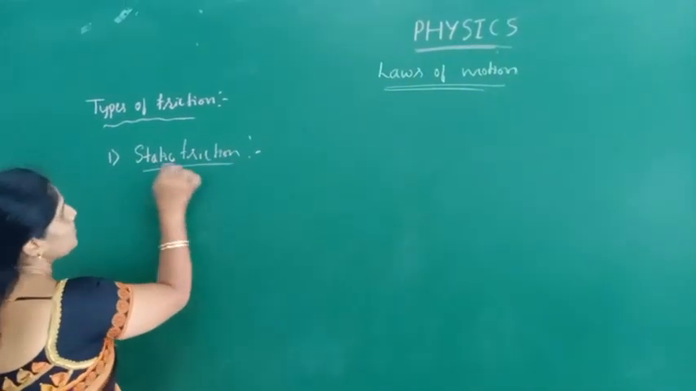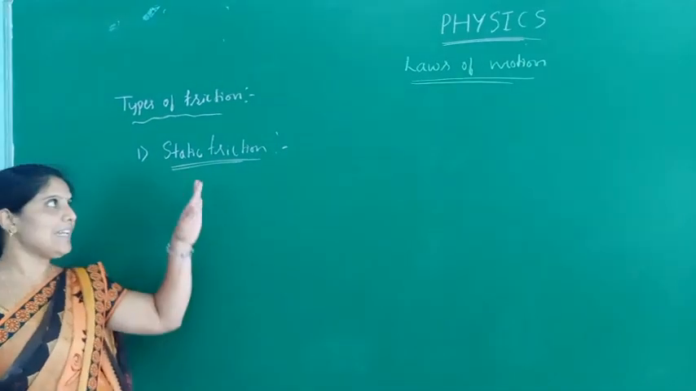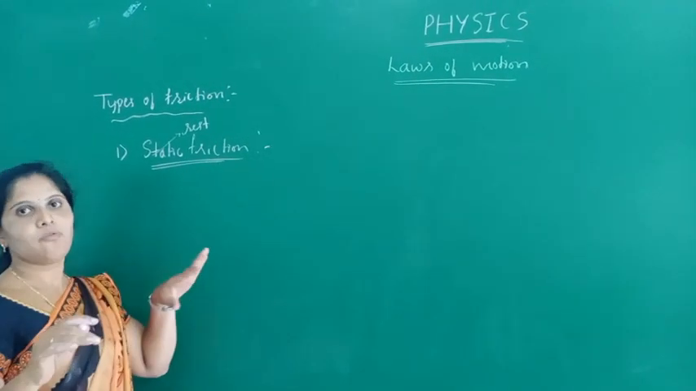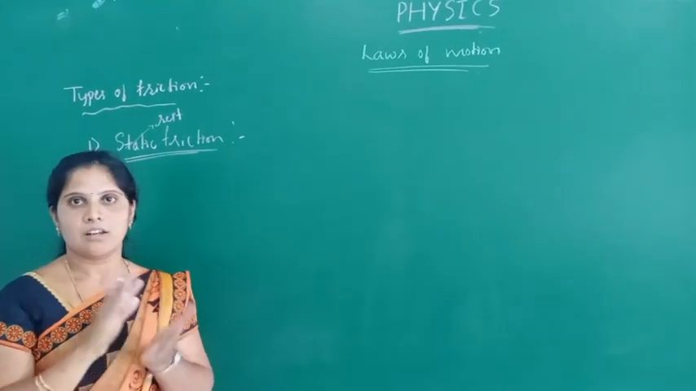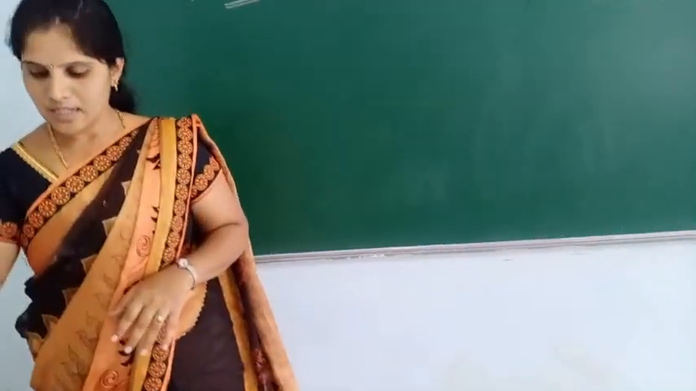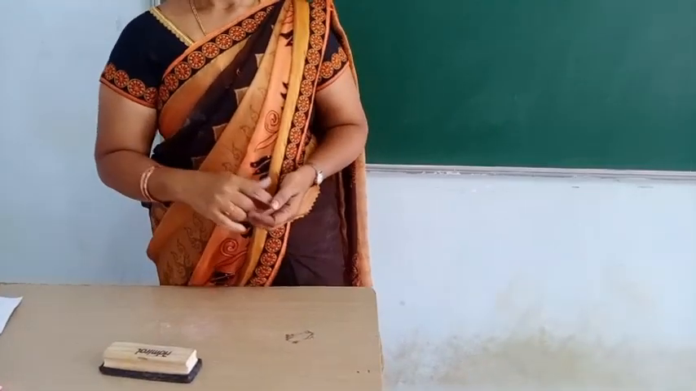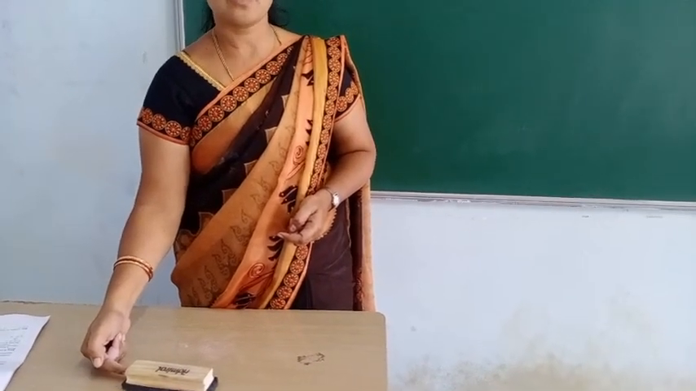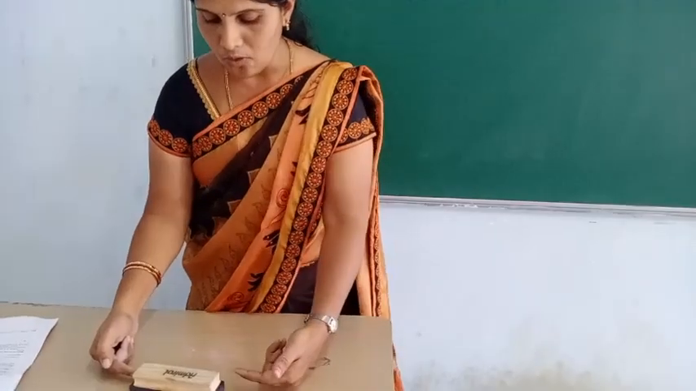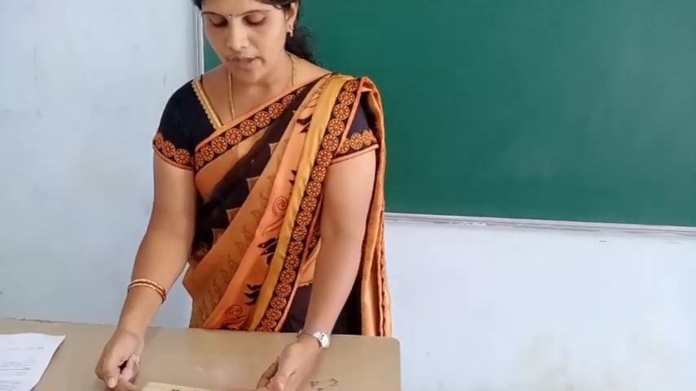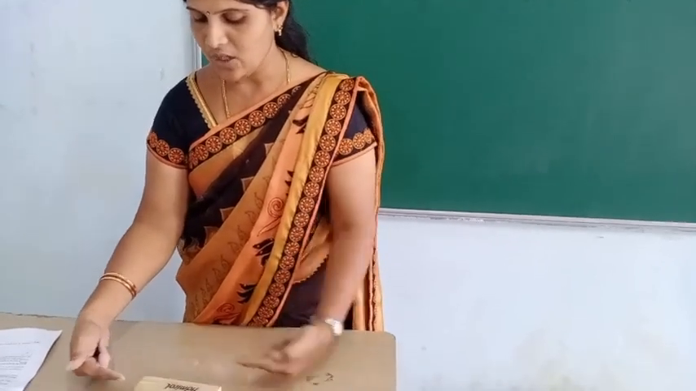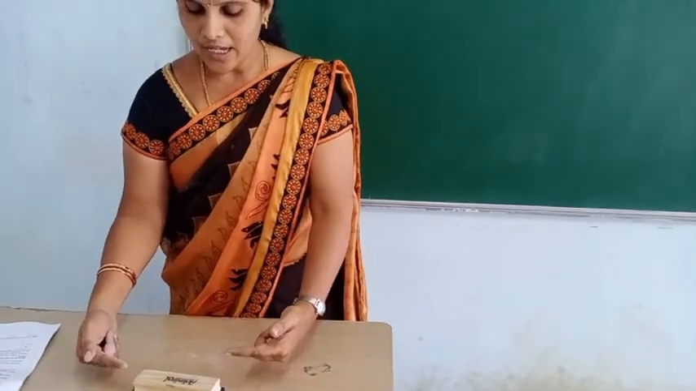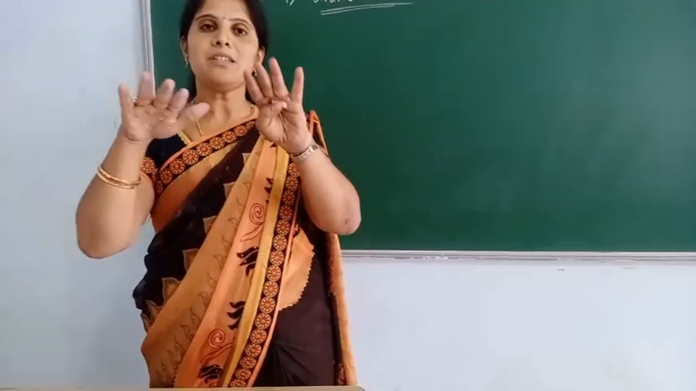So, what is static friction? Static means rest. Static friction means the frictional force which exists when the body is at rest. For example, here the duster is placed on the table. Suppose I applied an external force to this duster. The duster does not move because there is another force acting on the duster, opposite to the direction of the applied force. That force is called frictional force. This friction force is equal and opposite to the applied force up to a certain limit.